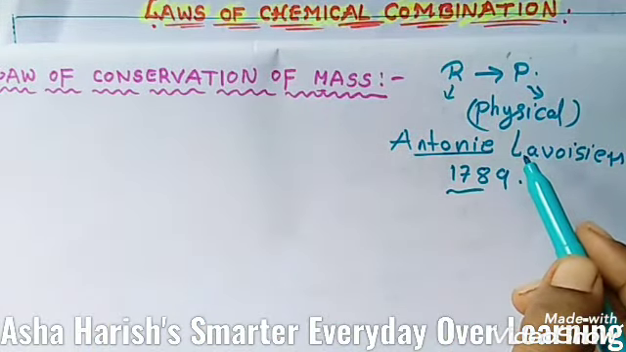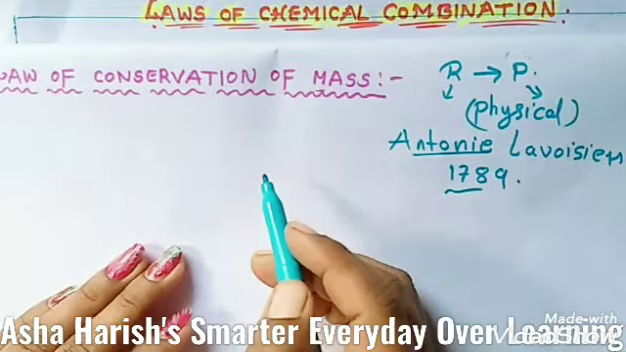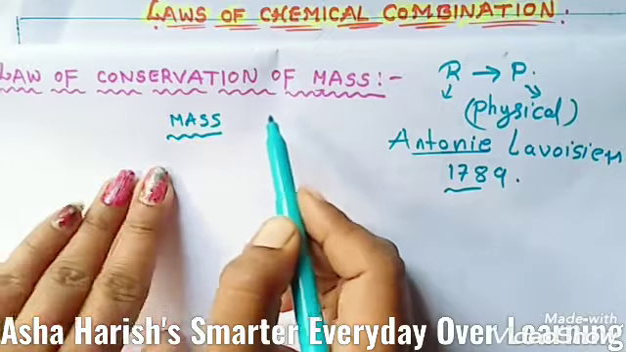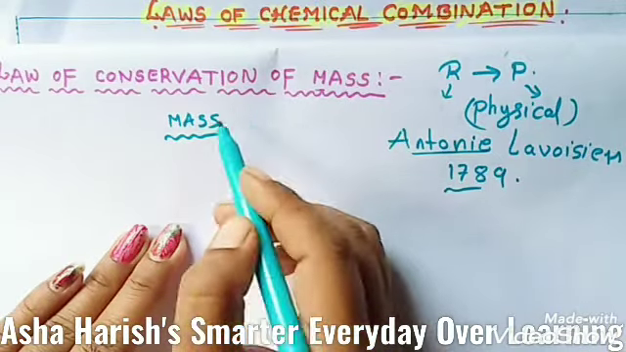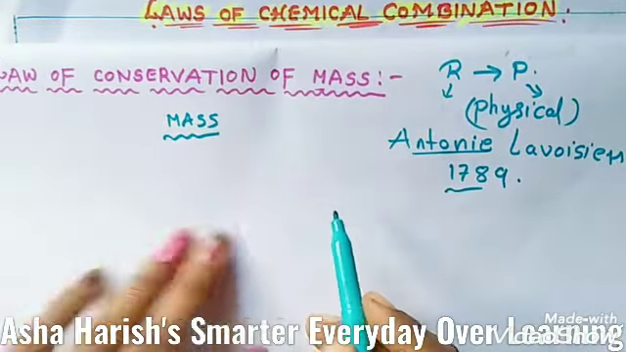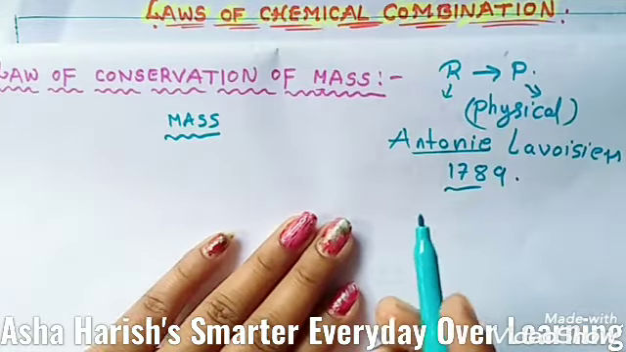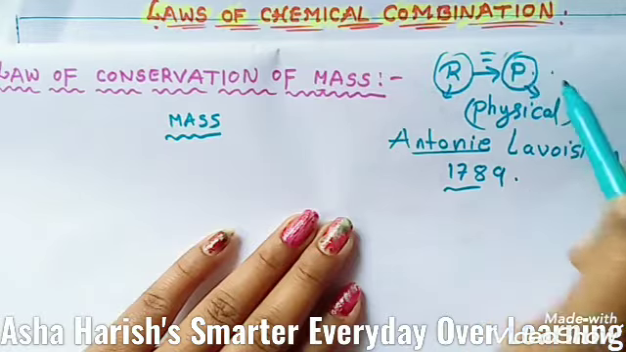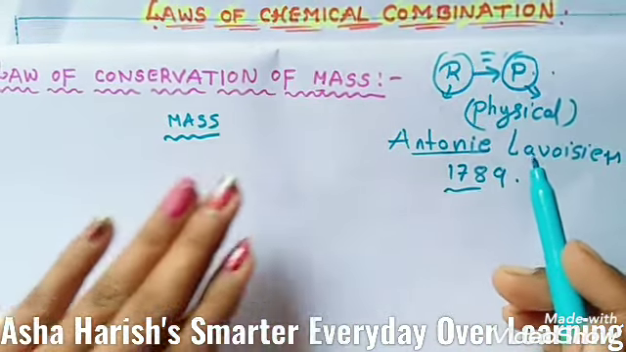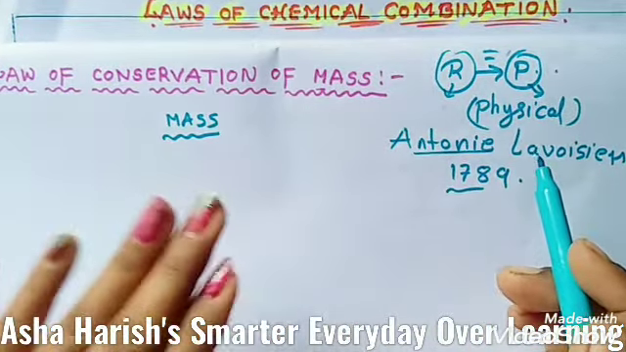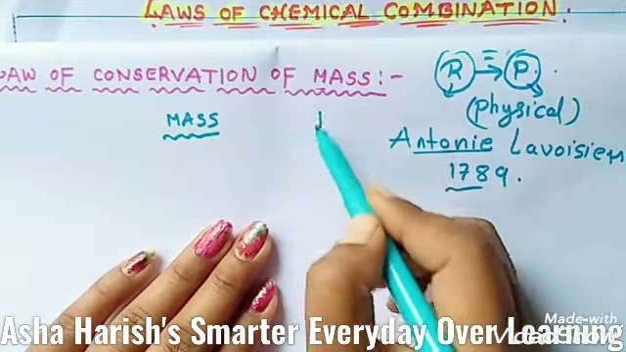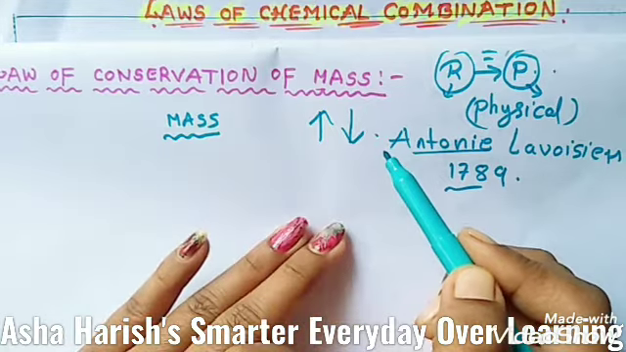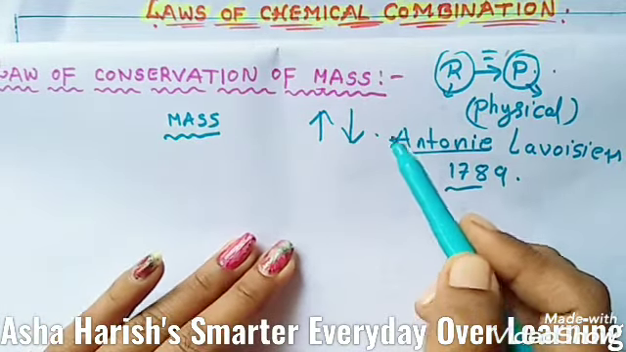Let's see the definition of this law. In all physical and chemical changes, the total mass of the reactants is equal to that of the products. Based on this, you can conclude that the mass of the reactants is completely equal to the mass of the products. Thus, according to this law, there is no increase or decrease in the total mass of the matter during a chemical or physical change.